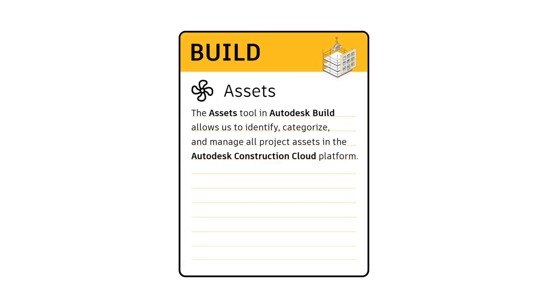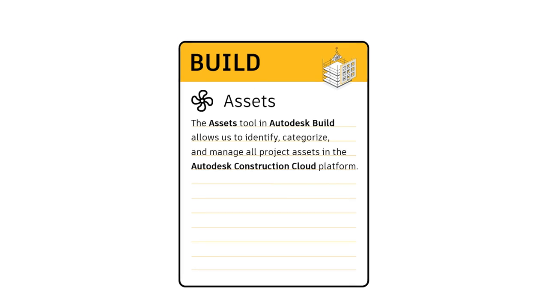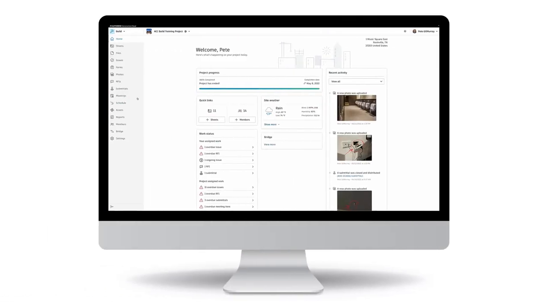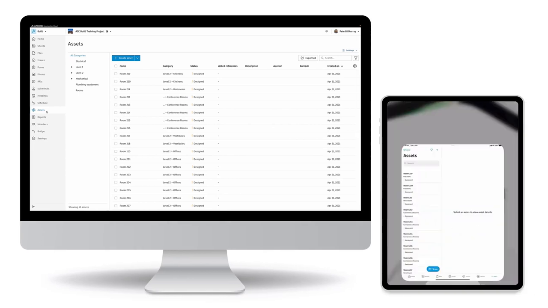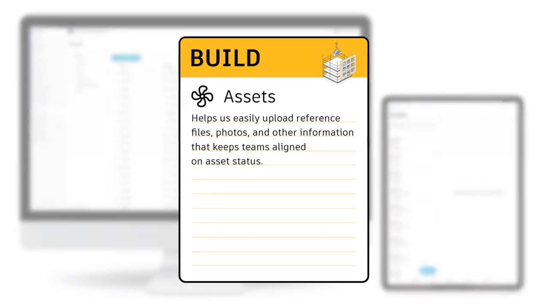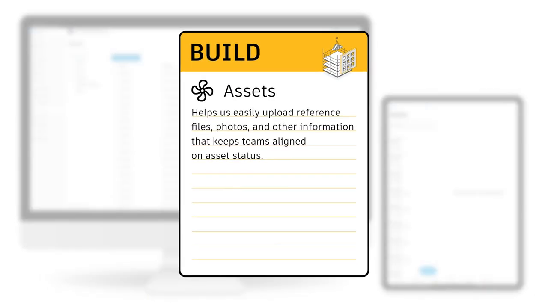The Assets tool in Autodesk Build allows us to identify, categorize, and manage all project assets in the Autodesk Construction Cloud platform. Whether we are on a computer or out in the field using the mobile app, the Assets tool helps us easily upload reference files, photos, and other information that keeps teams aligned on asset status.